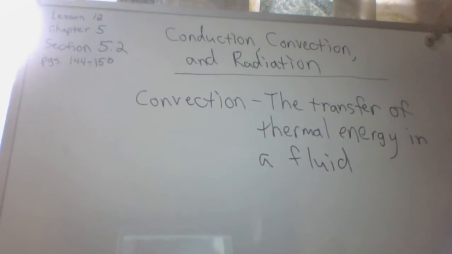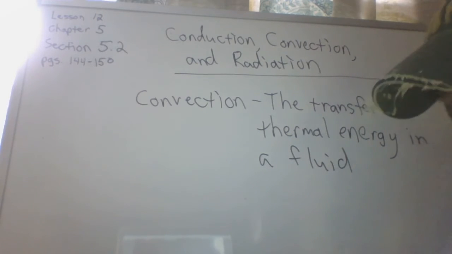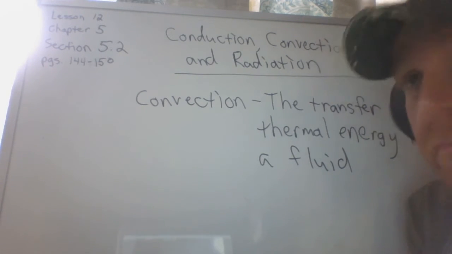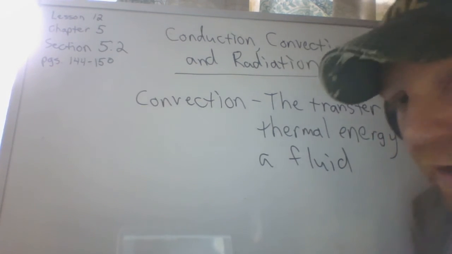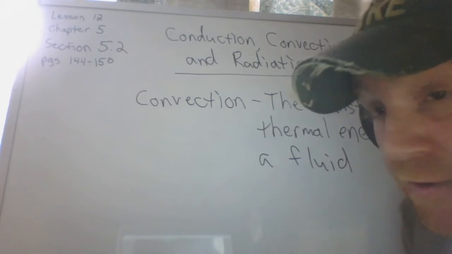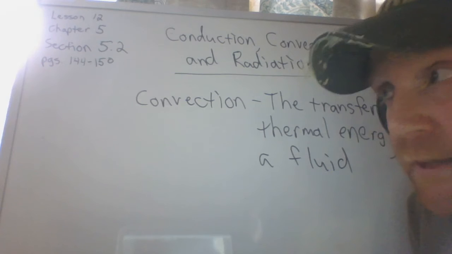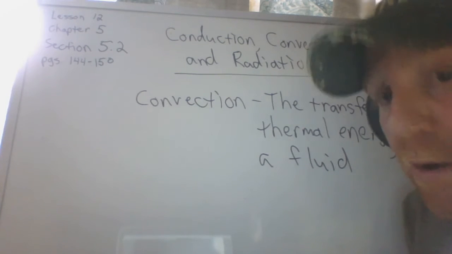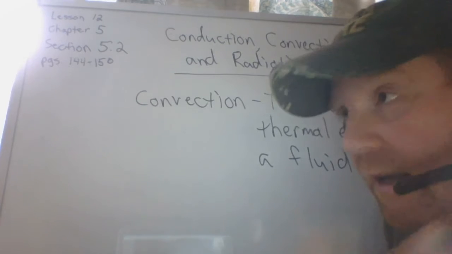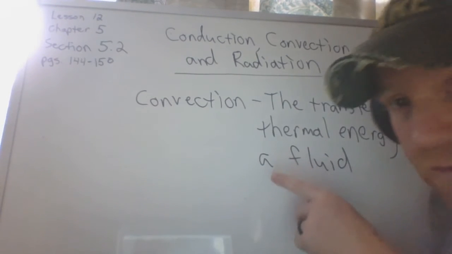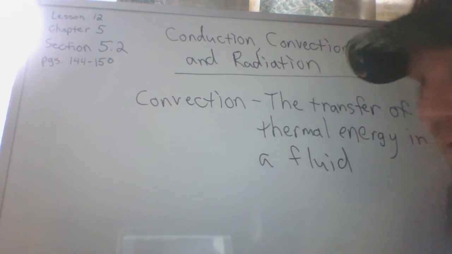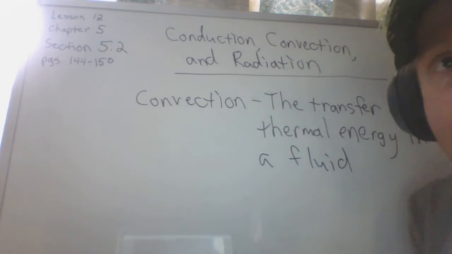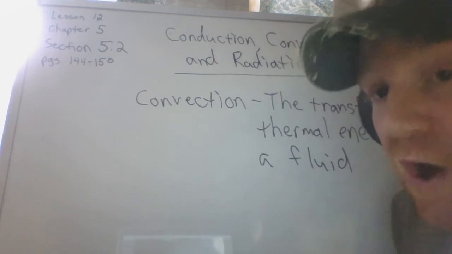Next, we have convection. Convection is defined as the transfer of thermal energy in a fluid. Well, what's a fluid? A fluid is a substance that can flow, that has enough particle motion. We're still talking about the movement of particles. A fluid is a substance that has enough particle motion where the particles can slide past one another. In short, a fluid is either a liquid or a gas. The particles have room to move around. So water is a fluid, milk is a fluid, air is also a fluid.